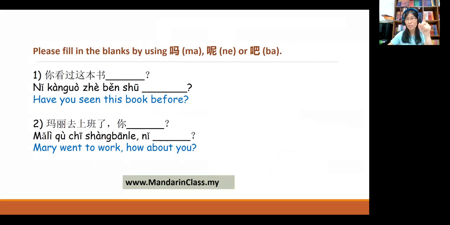Expecting the answer only yes or no. Like 你是学生吗? Are you a student? If you are yes, you just say 是. If you are no, you just say 不是. Okay, that's it. So this ma is for yes or no.